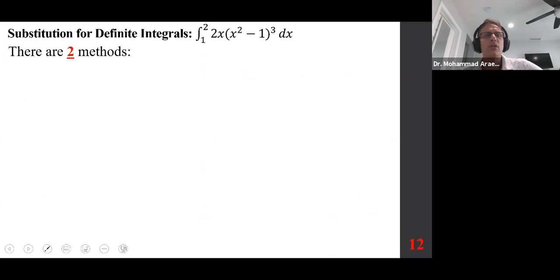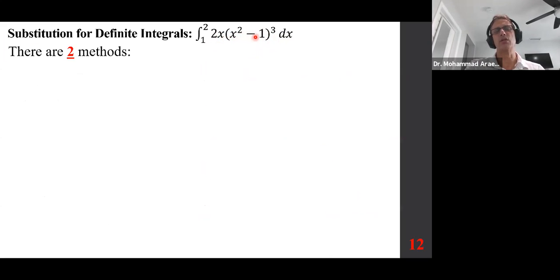The last thing we looked at was a definite integral. Definite integral results in a number. So we are looking to find a number. So there are two methods. We can always go back to the original variable x. So this is a simple case. We've seen a similar case like this.